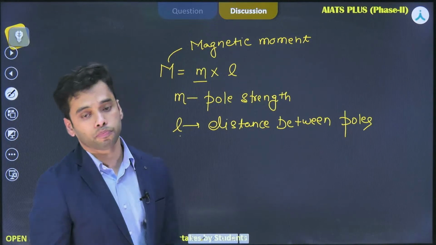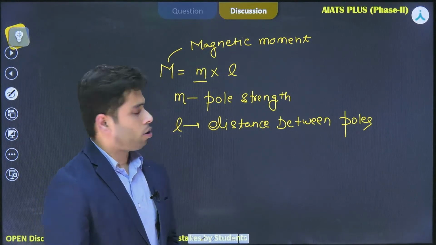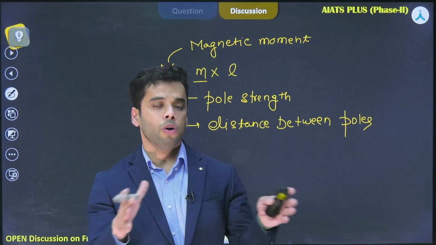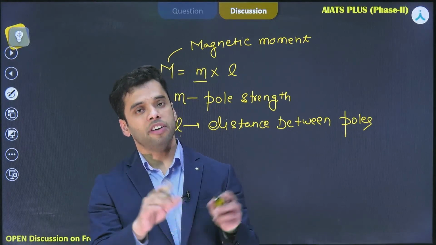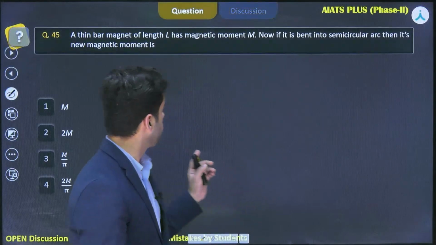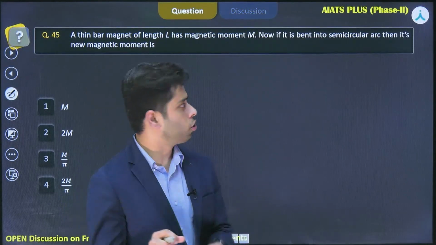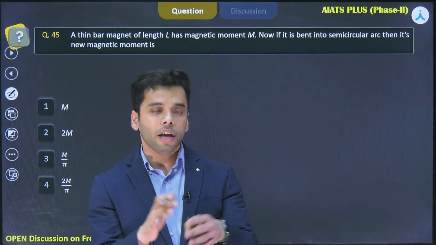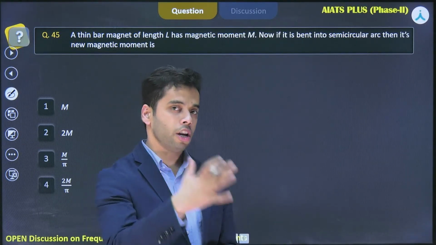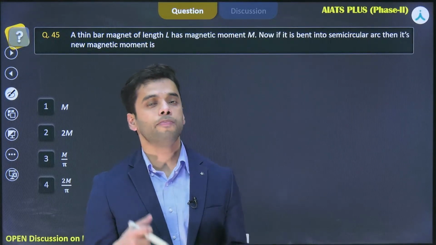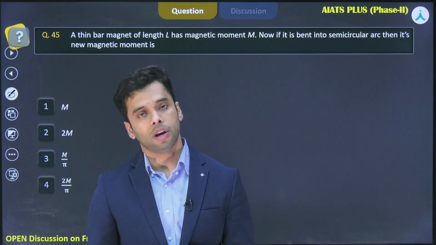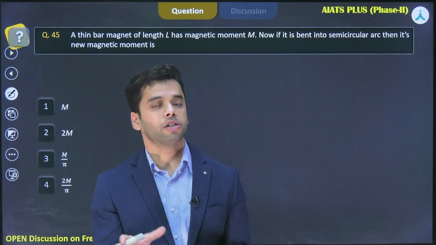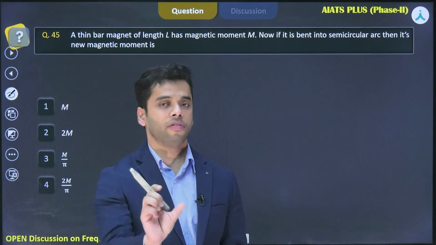Now, the concept over here is that if you are trying to mold a bar into different shapes, suppose that in our problem we had a thin bar magnet which is molded into a semicircular arc. In that case, you are not changing the area of the cross section. If you are not changing the area of the cross section, the pole strength is not going to get affected.